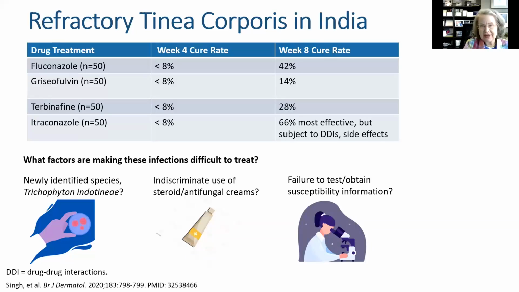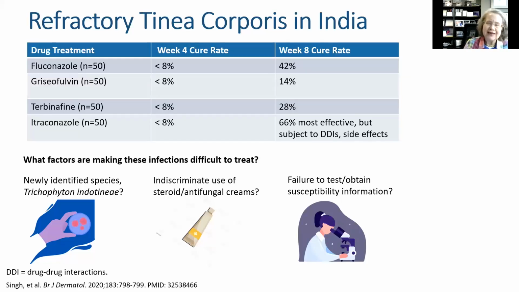This was a well-designed clinical trial in India where 200 patients with tinea corporis were enrolled, 50 in 4 groups. One group got fluconazole, one group griseofulvin, one group terbinafine, and one group itraconazole. The patients were dosed correctly, as I reviewed already. The sad thing is, at 1 month of daily treatment, nobody had a cure rate over 8%. Nobody with 1 month of oral treatment. That's a little scary. At 2 months, it's even scarier.